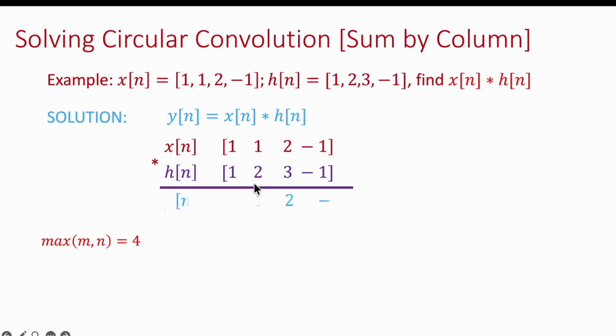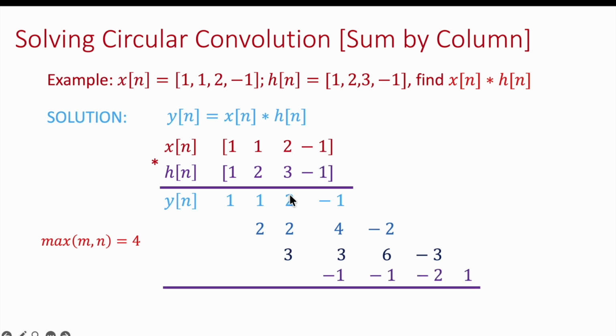So like here, the first step, you multiply this 1 with all the elements of x of n, and then second, you multiply this 2 with all the elements of x of n. Third, you multiply this 3 with all the elements, and then minus 1 multiplied with all the elements, and then you can see the result will be the sum of all the elements. Like 1 will be here, 2 plus 1 is 3, and then you sum together, and that is the result. Sum together this one, sum together that one, sum together this one, and then 1 as it is.